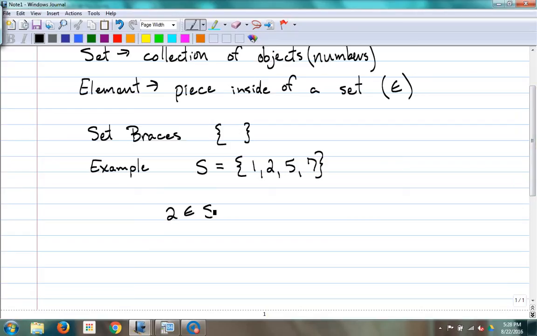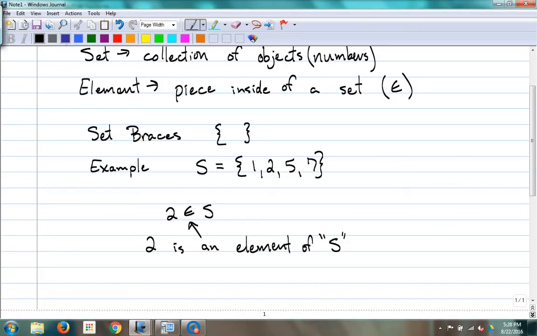That would be the notation for that. 2, and then the lowercase epsilon, S. 2 is an element of S. That means 2 is inside that set. And it is. It's right there. Okay? So we could have elements of that. So 2 is an element of S is how you would read that. That's how that's read. Okay.